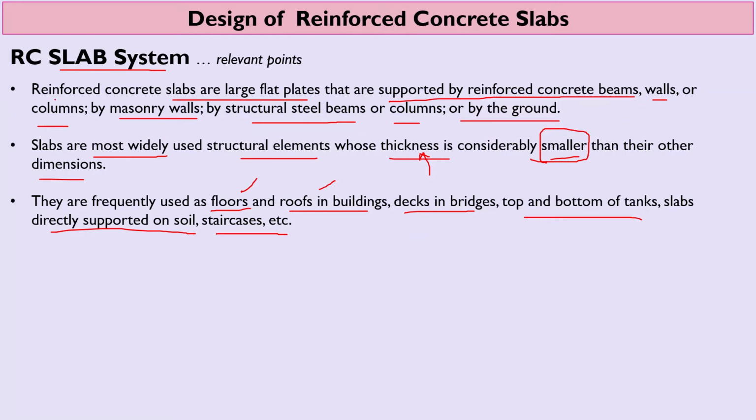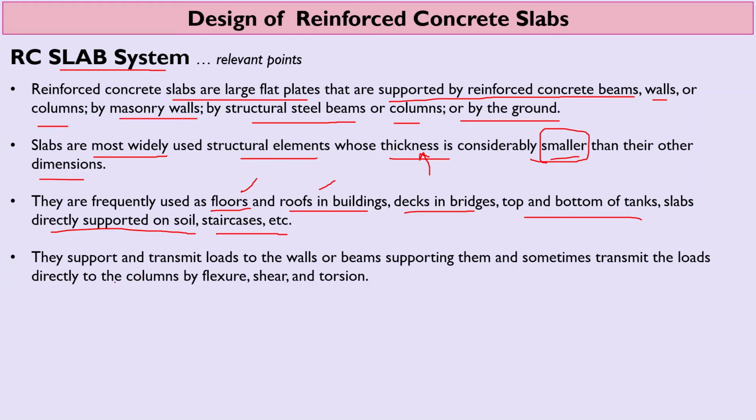So whatever we have discussed in the first point, that means the supporting system of a slab can vary. You can directly place it on the soil, or you can place it at some height with the help of columns or beams. Or there may be a wall type of construction, so you can place the slab directly on two walls. That means that type of slab will be supported by walls.